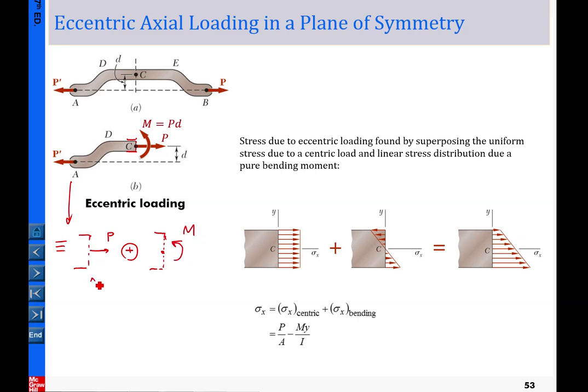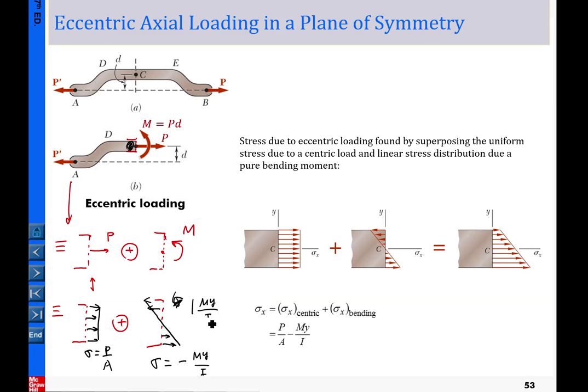So we have the section here, and let me draw the equivalent distribution of the stress. For this case, the stress is equal to P divided by A, where A is the cross-sectional area. For this other case, from what we have learned, this is the bending stress. Sigma is equal to, in total, the formula minus My over I. Or otherwise, you can look at the magnitude of the stress.